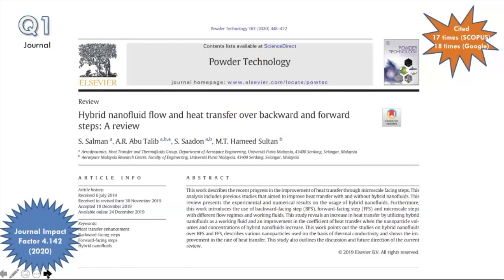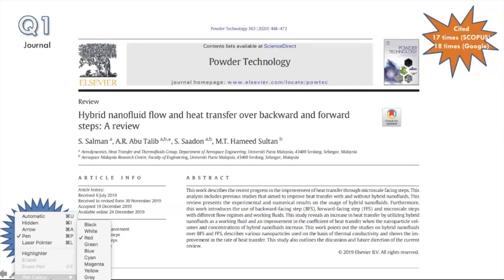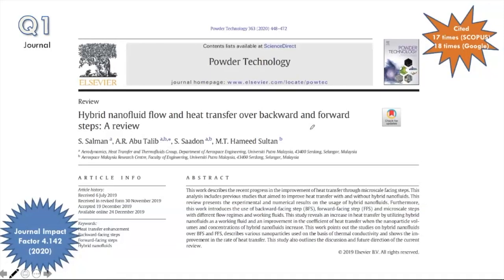This is an example of my very own review paper that was published a couple of years back. For this particular paper, it was published in the year 2020, and the journal impact factor is 4.42. Just to note that it is a Q1 paper. Q1 means it is a highly cited journal, ranked in the top 25%.